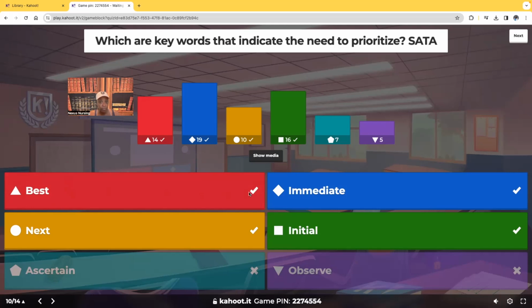Words such as best, immediate, we got to do this now. Next, what is the next thing you're going to do before anything else? Initial, what are you going to do first? Those are words to let you know that whatever answer you choose, it needs to be an answer where you're prioritizing. But you see these last two, ascertain and observe, what are those? Those are assessment. When you see the word ascertain or observe in your question, it lets you know that your answer needs to be some type of assessment. Guys, use these test taking strategies because you're not going to always know the answer. But even if you don't know the answer, there are clues. Use those clues to point you in the right direction.